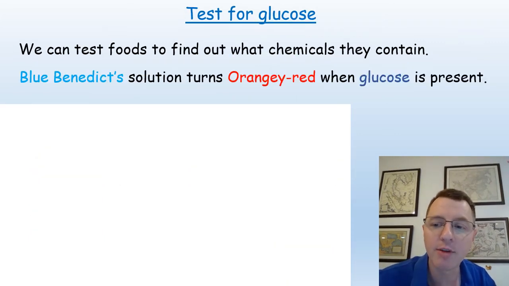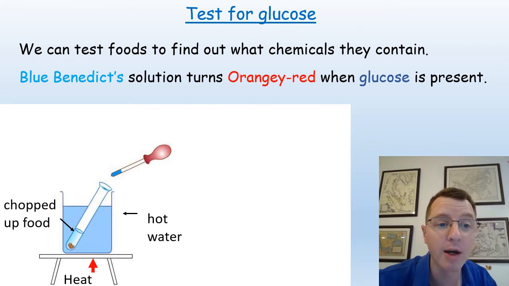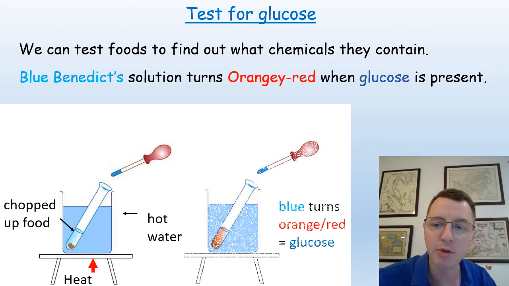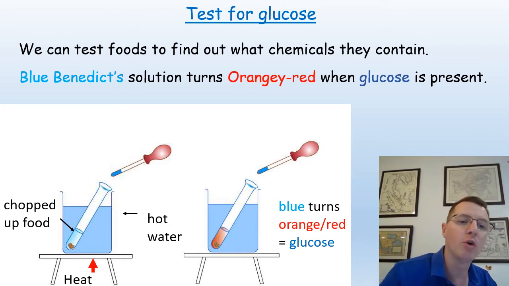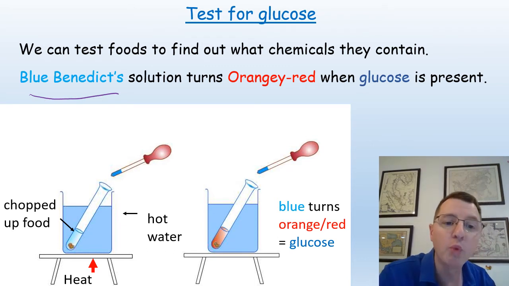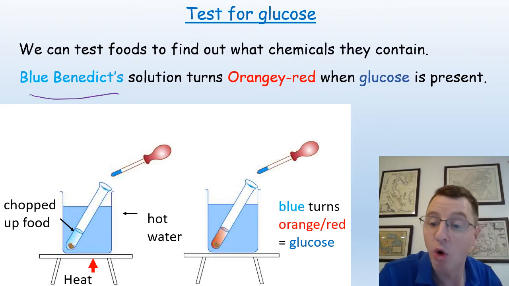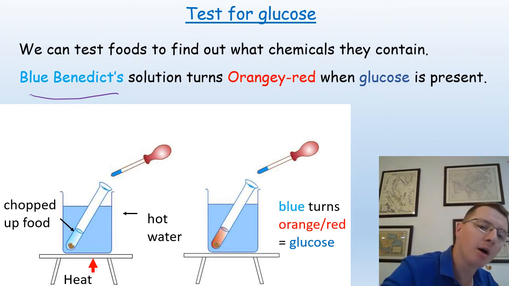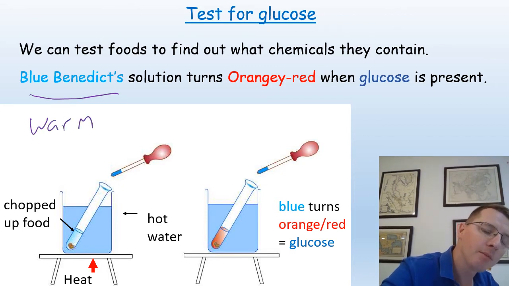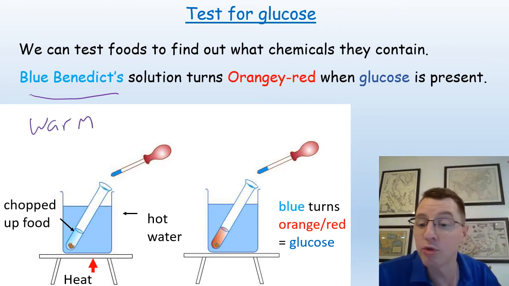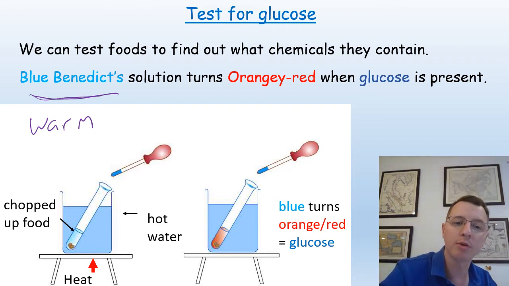The next test is a test for glucose. Now remember, it's still a carbohydrate, just like starch, but it's a bit more difficult to test for it. So in this case, we need to take a chemical called blue Benedict's. And we need to warm the solution. So take your food, add it to a test tube with some blue Benedict's and warm that solution. It's a key part and often an extra mark in your exams. And what's the sentence? Blue Benedict's solution turns orange-red when glucose is present.